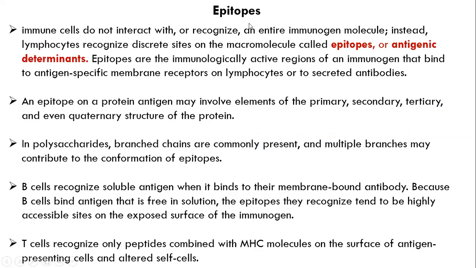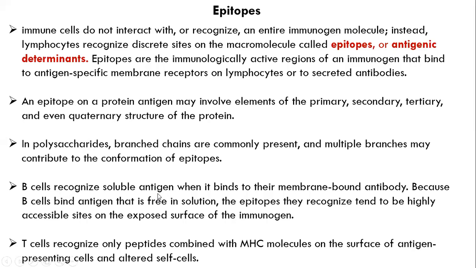And also look at epitopes. We know that antigens and antibodies are protein molecules, let's say, but they are not interacting as molecules as a whole. They are interacting at specific active sites. Those sites are called antigenic sites or epitopes, antigenic determinants. The epitope of the protein may be in the primary, secondary, tertiary, or quaternary structure that we already discussed. It may be a polysaccharide, it may be a branched sugar that may also have a specific conformation.